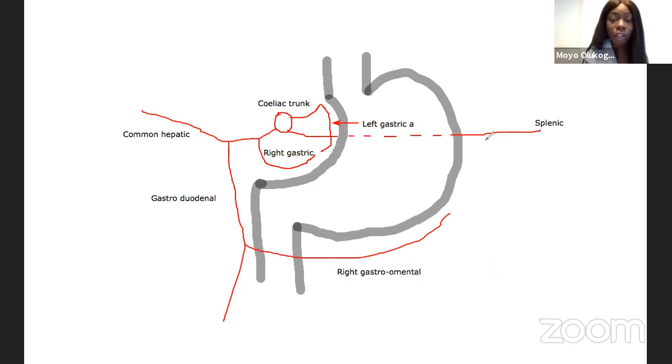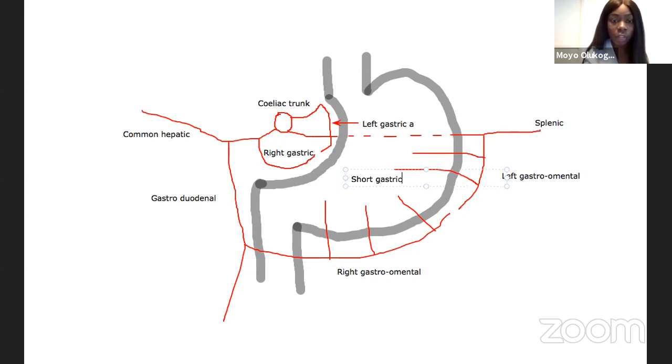Next, we have a branch coming off the splenic artery, and this anastomoses with the right gastroepiploic, and it's named the left gastroepiploic. Finally, what we have are short gastric arteries coming off both gastroepiploic branches, and this just goes to supply the main body of the stomach. So let's finally label this last one, short gastric.